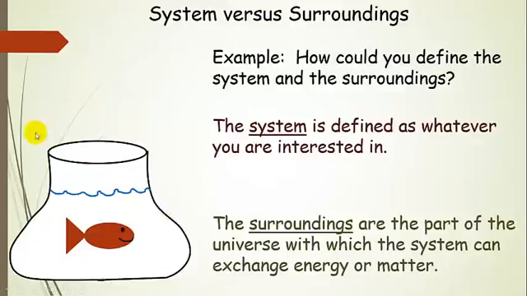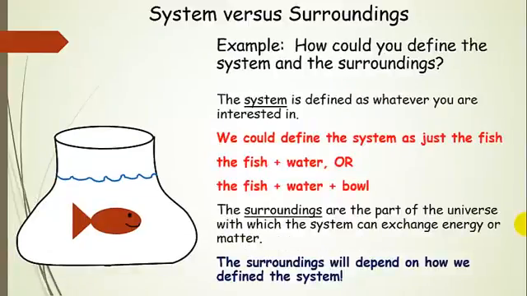Let's use a non-chemistry example. We have a fish in a fish bowl, and right now the fish bowl does not have a lid. Think about the different ways that you could define the system or the surroundings. We said that the system is whatever you're interested in, so we can define it in a few different ways. We could say that the system is the fish and the water, or we could say the system is just the fish, and then this would be the surroundings. Or we could say that the fish and the water and the bowl are all the system.